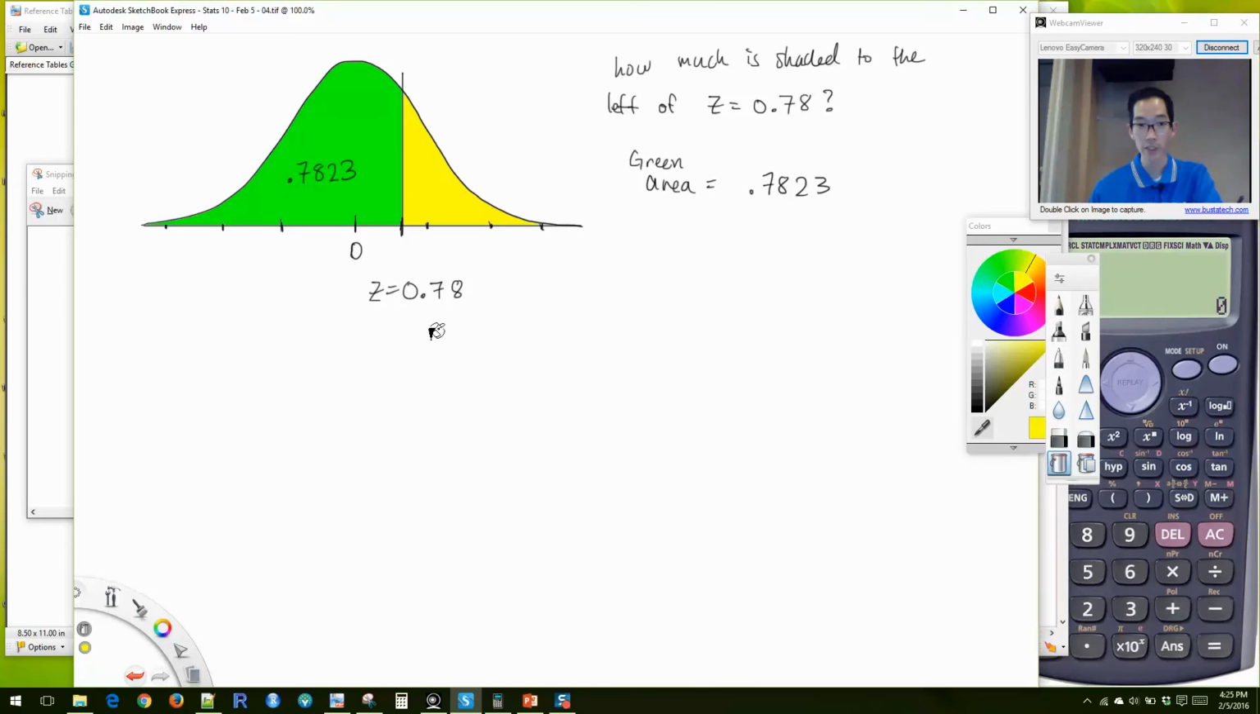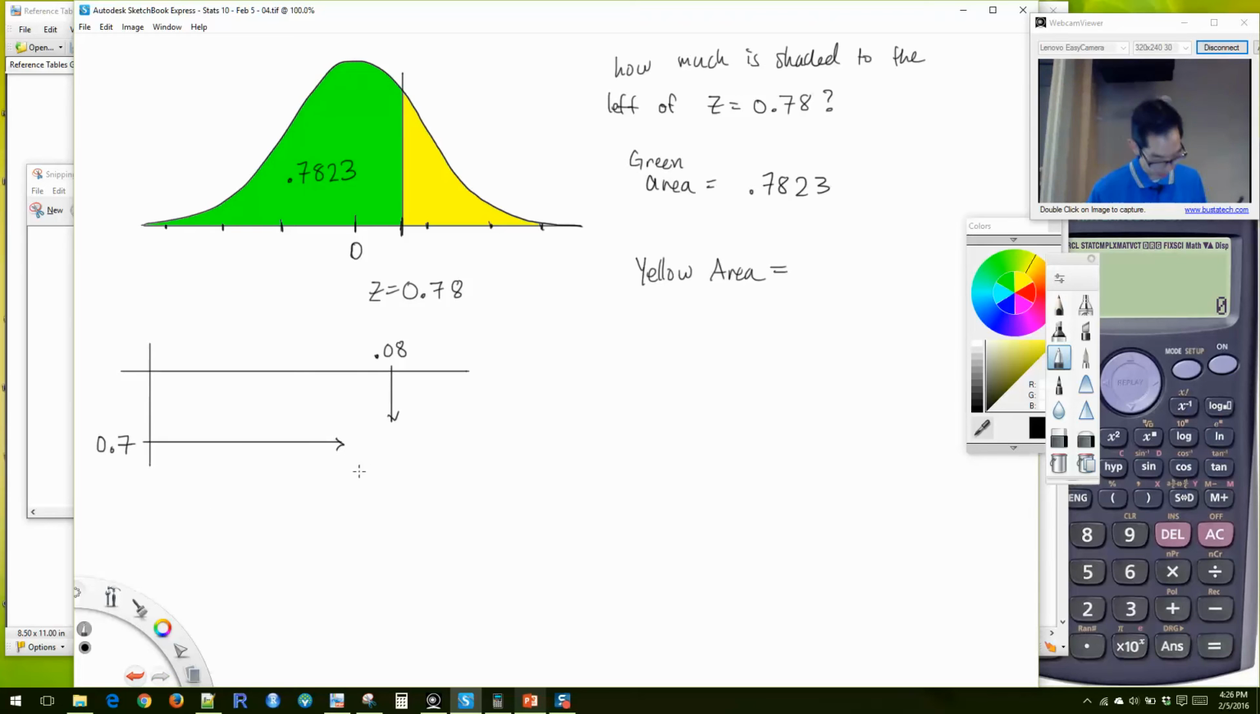All right. What if I ask you how much is shaded in yellow? Well, here, maybe I'll just back up. Just in case you didn't get 0.7823, we went to the row 0.7 and the column 0.08, okay? And the intersection of 0.7 and 0.08 at that location gives me 0.7823. Okay, so this is our z table.